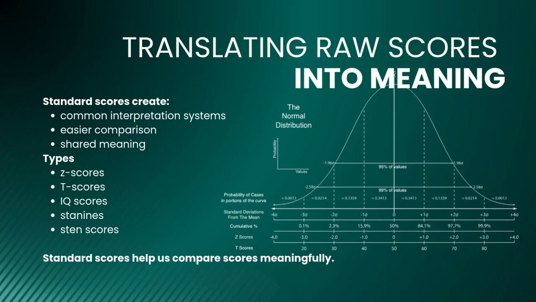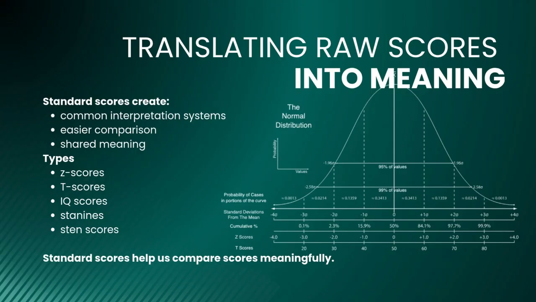Now, a Z-score tells us how many standard deviations a score falls above or below the mean. A Z-score of 0 means exactly the average. Positive numbers are above average, negative numbers are below average. So +1 means 1 standard deviation above the mean. -2 means 2 standard deviations below the mean. And this helps us to quickly understand how unusual a score is. Honestly, Z-scores are kind of like the base language of standard scores, and many other score types are built from them.